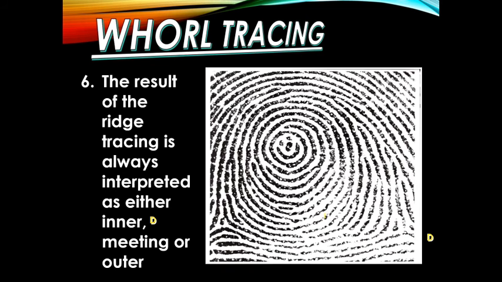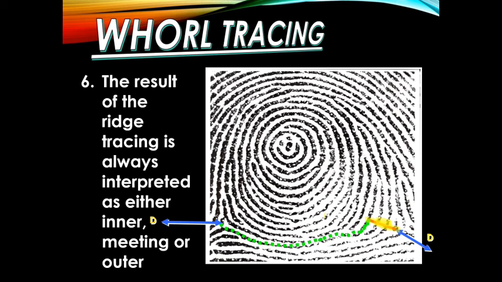In our next example, or in this fingerprint pattern, these are the two deltas, and this is our tracing. Again, there is no abrupt ending, and we stop in front of the right delta. And then we make an imaginary line between the last ridge and the right delta. So in this particular example, we have 2 intervening ridges. Now, since it has 2, we are going to interpret this as a meeting whorl.